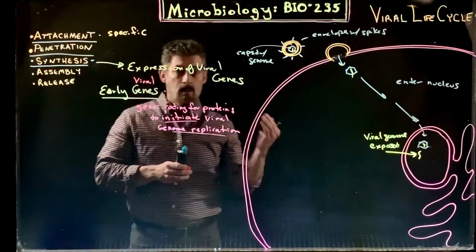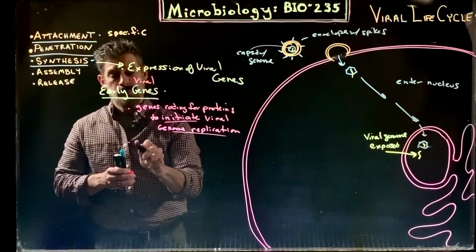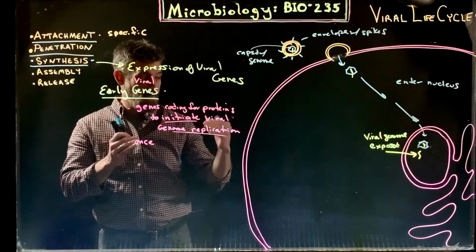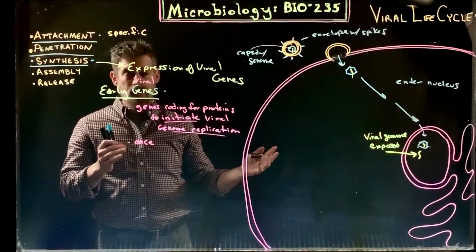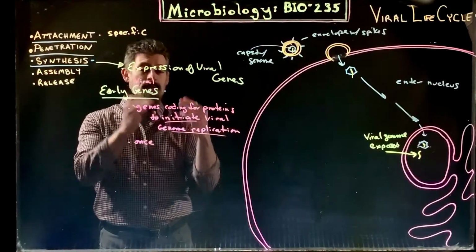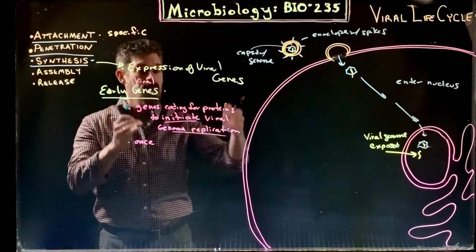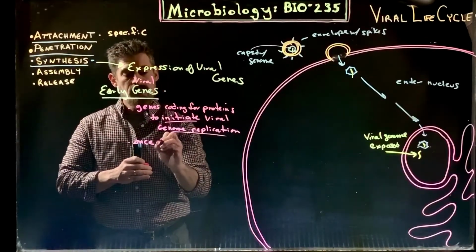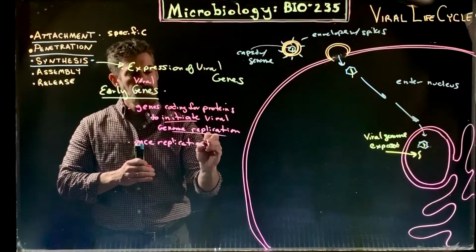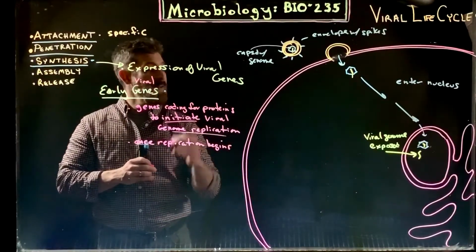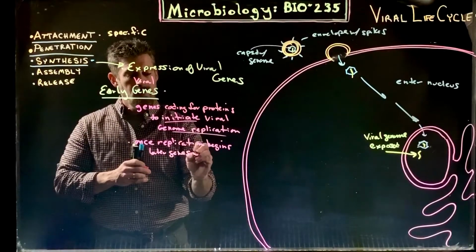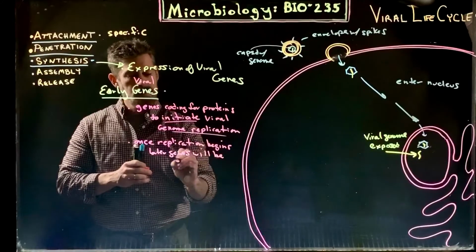Okay. Once that begins, typically replication is going to begin first before we start to make any of the proteins that are involved in the viral structure. But before that happens, you're going to get specific proteins made that will trigger the replication process. So once replication begins, then later genes will be expressed.